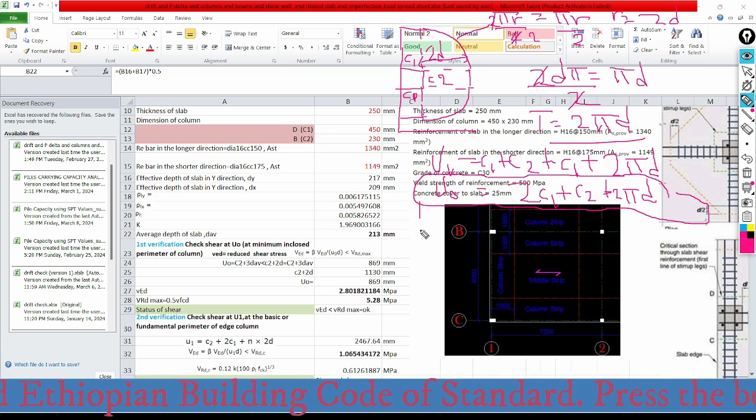So this is just similar to this one. That is C2 plus 2C1 plus 2 pi d. And this is for the edge column. For the corner column, it will be different. And for the interior column, it will be different. So it depends on the parameter of the shear zone. So using this formula, U1, we can calculate VED.